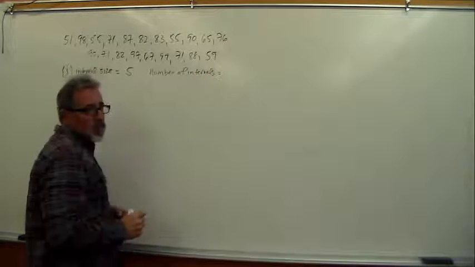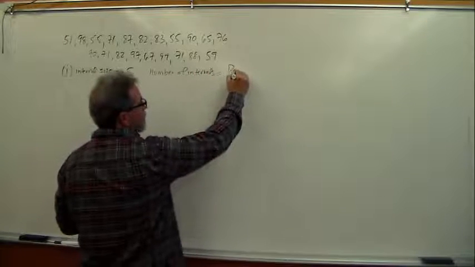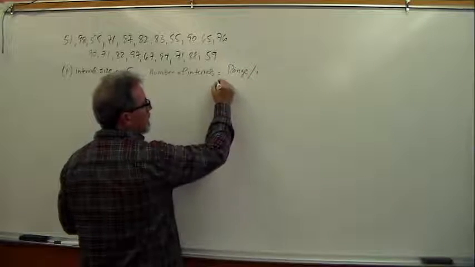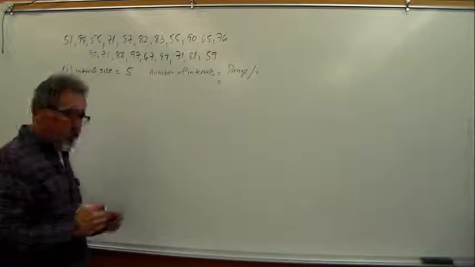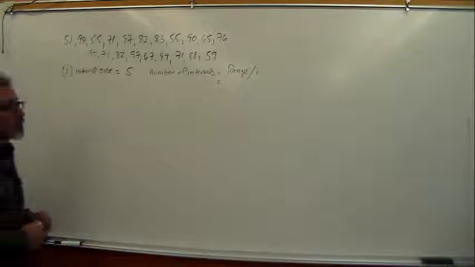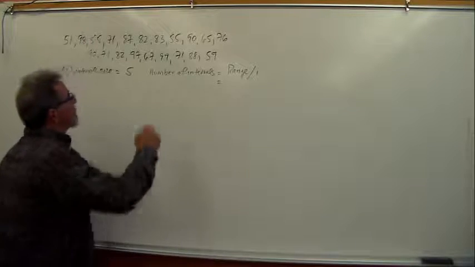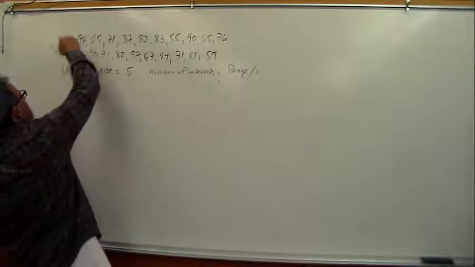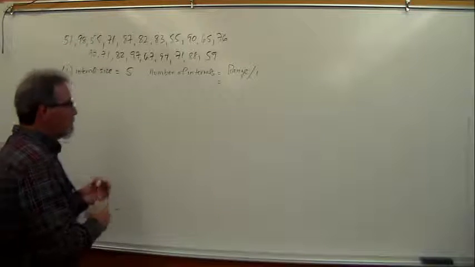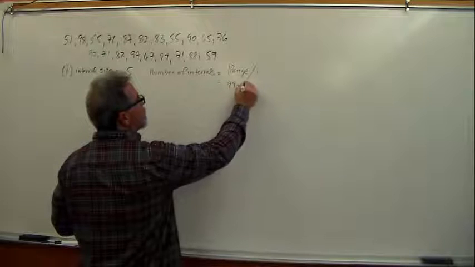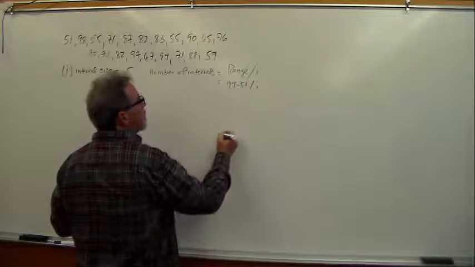And the number of intervals formula is pretty simple. It's just range divided by interval size. So now we're going to calculate the range. And you remember how to calculate range? Maybe not. Range is just the high number minus the low number. High number, 99, minus the low number, 51. So it's just 99 minus 51 over i.